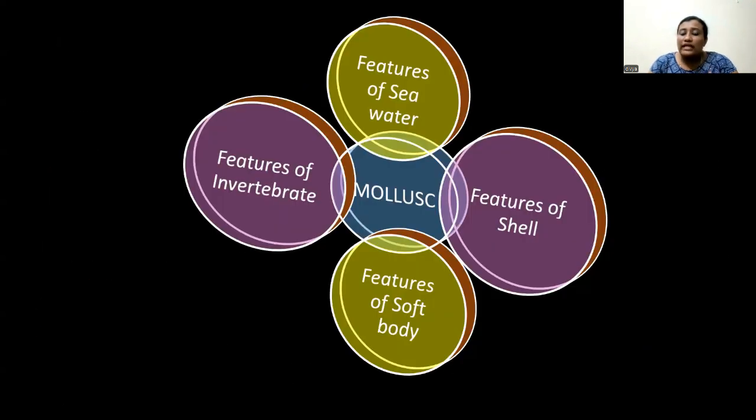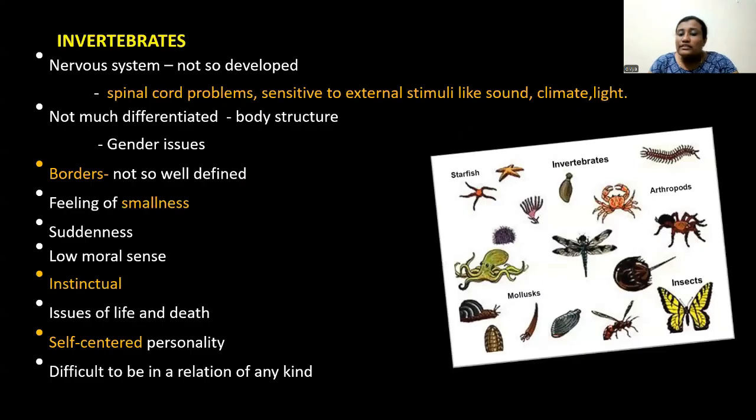So what are these features of invertebrates? Because they don't have the spinal cord. When the spinal cord is not there, the nervous system is not there, right? So they are sensitive to external stimuli like sound, climate, light, everything. They are not much differentiated. The body is not a structure, it is jelly type, right?